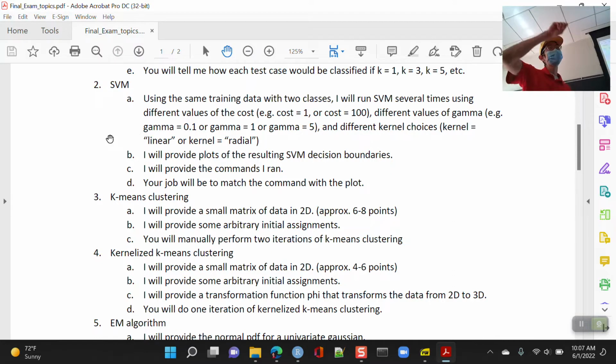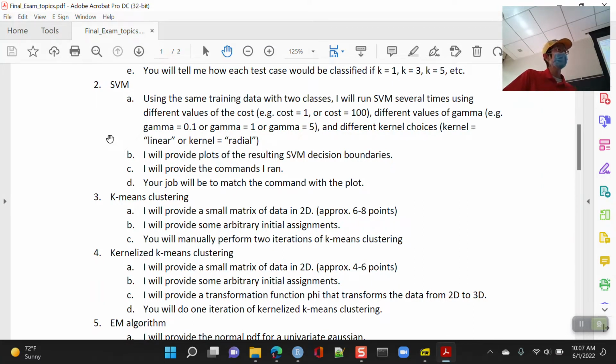It'll be kind of like in second grade, where you match the picture with the command. So it'll be like match the picture with the description, except the description will be SVM, cost equals 1, gamma equals 5, and then another one will be SVM, cost equals 100, gamma 0.1 or something, right? And you'll match the picture with the output. Does that kind of make sense?